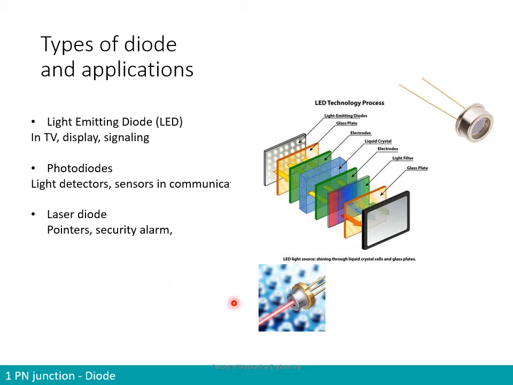Finally, the thing that all of your lecturers are familiar with is the laser pointer. In a laser pointer, some of them have what they call a laser diode. They are used as pointers, and also as security alarms. As you've seen in movies where there are lasers in front of a safe, for example, that is basically a laser diode used in a security alarm system.